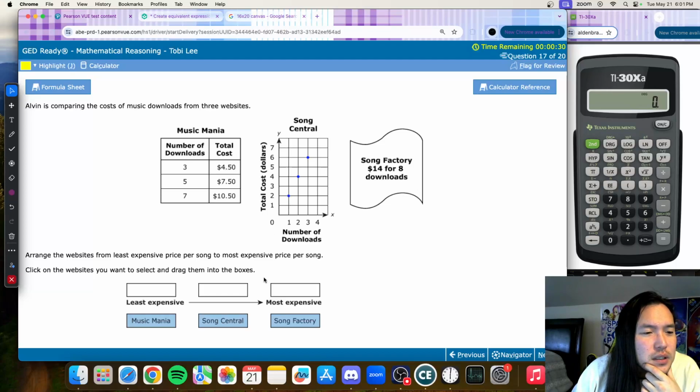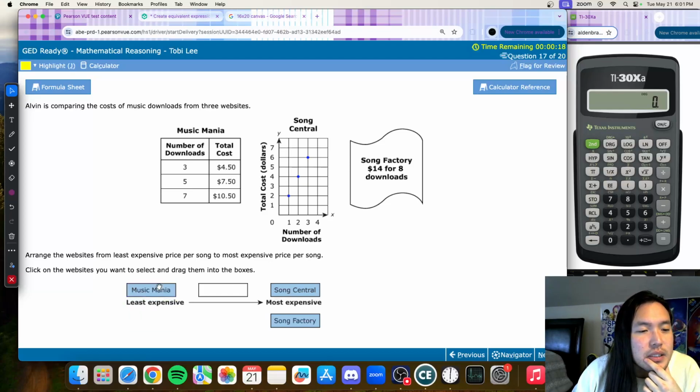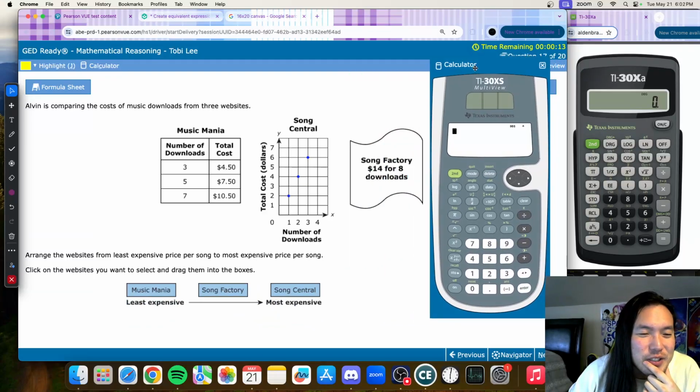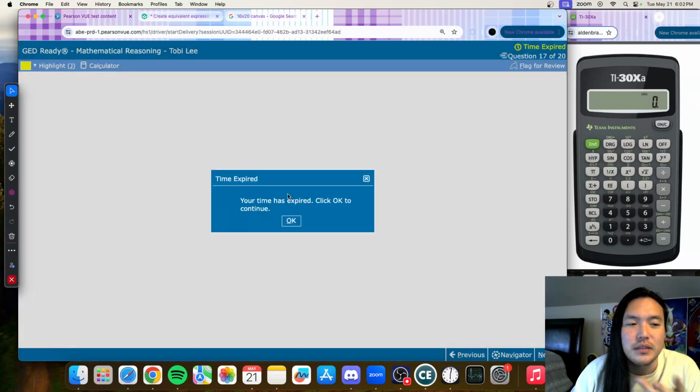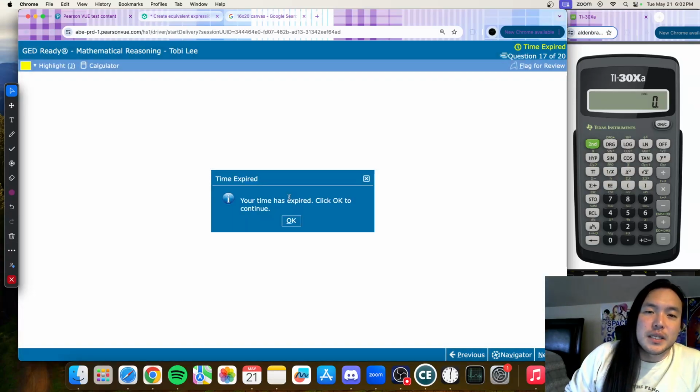$2 per song. Song Central is definitely the most expensive at $2 per song. I feel like Music Mania is the least expensive. I'm running out of time, so I'm just going to toss the answer in there, but you can just do 14 divided by 8. That's 1.75. You do 10.5 divided by 7. That's the cheapest one. Yeah, Music Mania is the cheapest. Song Factory is in the middle, and then this one's 2. Time's up.